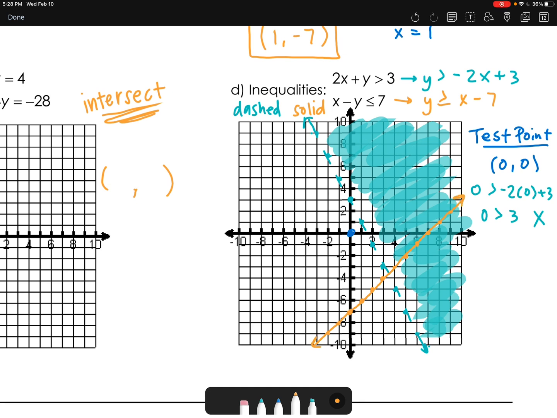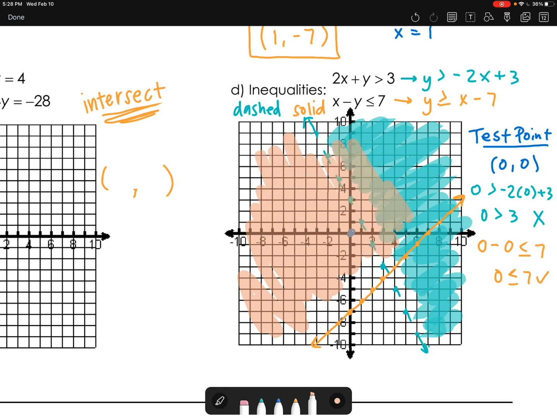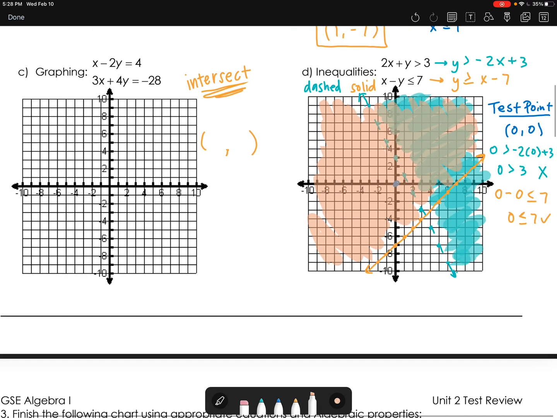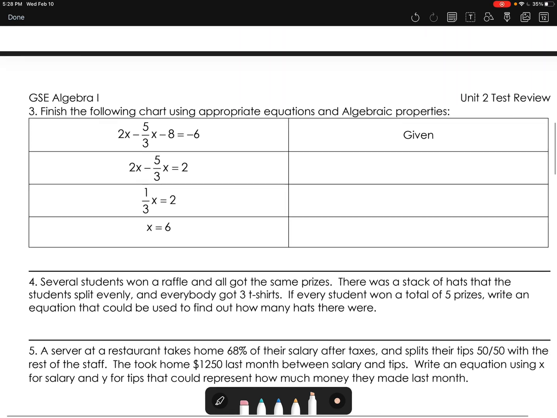And I'm going to use 0, 0 for my test point again. And I'm going to use the original equation. So 0 minus 0 is less than or equal to 7. 0 is less than or equal to 7. Well, that is true. So when I shade, I'm going to shade on the side with 0, 0 there. So I'm going to shade here. And my double shaded part is this top right quadrant. Okay? Hopefully you guys are feeling better about systems of inequalities. There you go for D.